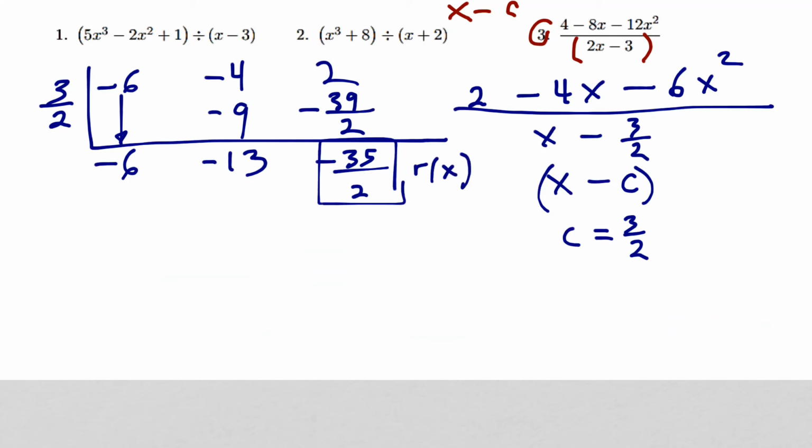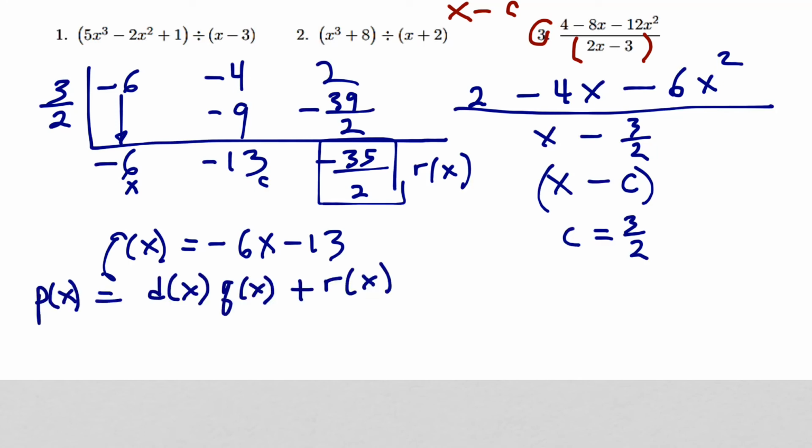So that means q of x is equal to 1 degree less than my original polynomial, which is an x squared polynomial. So this is an x term, and this is a constant term. So I've got minus 6x minus 13. All right?